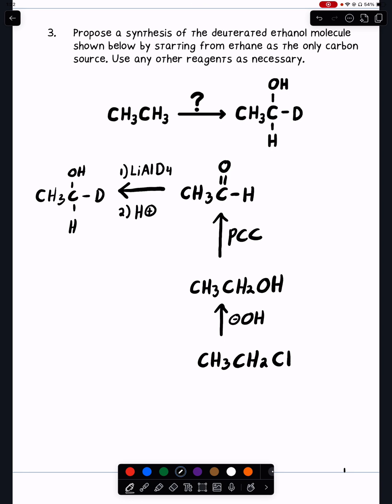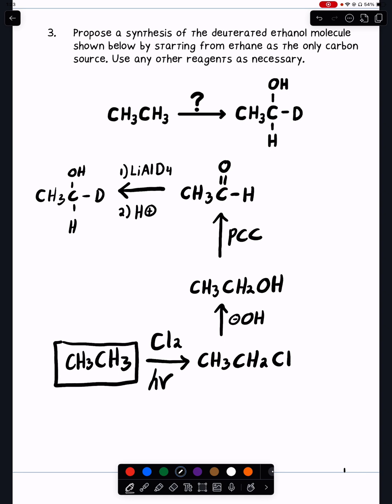And then the next step is I'm just asking myself, how can I make chloroethane? Can I make it directly from the permitted starting material, ethane? Yes, I can. I can just do that halogenation reaction with chlorine and UV light as an initiator. And this gets us back to our permitted starting material. So this would be a good synthesis of this specific alcohol with deuterium in this specific position.